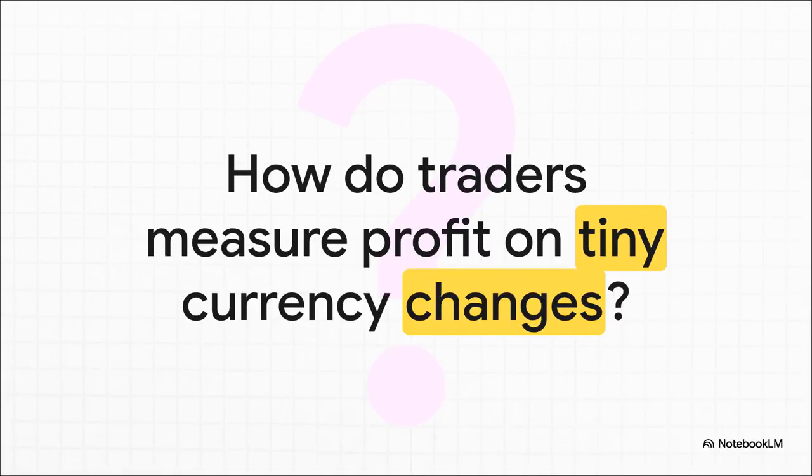So it really boils down to this one simple question. When a currency pair, let's say the euro versus the US dollar, makes a move, that change is usually, well, it's a fraction of a single cent. So how in the world are traders supposed to track their profits and losses on movements that are that microscopic? It seems almost impossible, doesn't it?